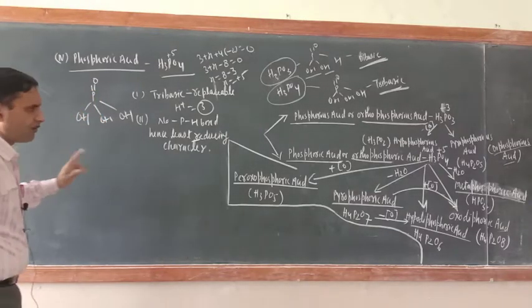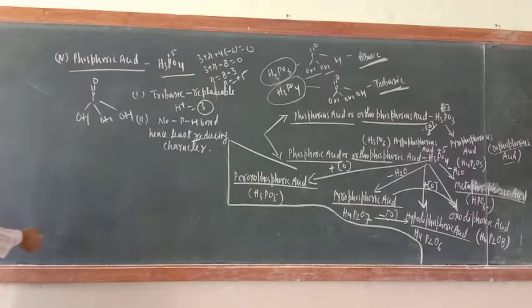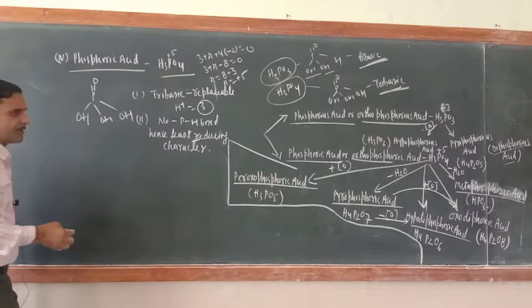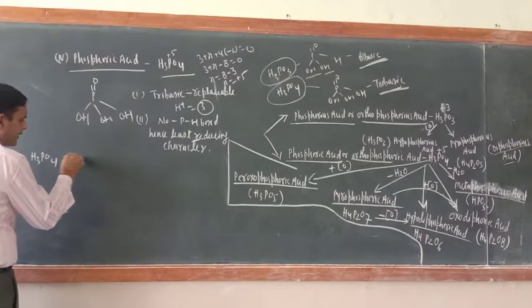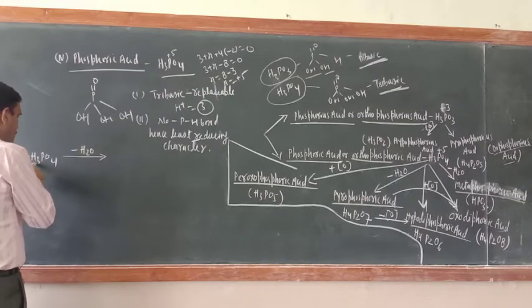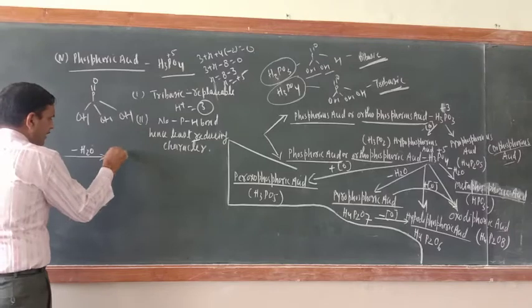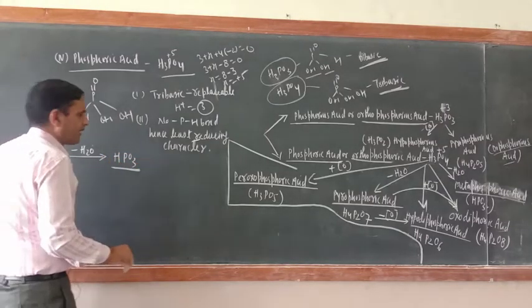Now from orthophosphoric acid, just remove one molecule of water. So just see H3PO4. Okay, remove one molecule of water, so two hydrogens will come out, one oxygen, giving HPO3. This is metaphosphoric acid.